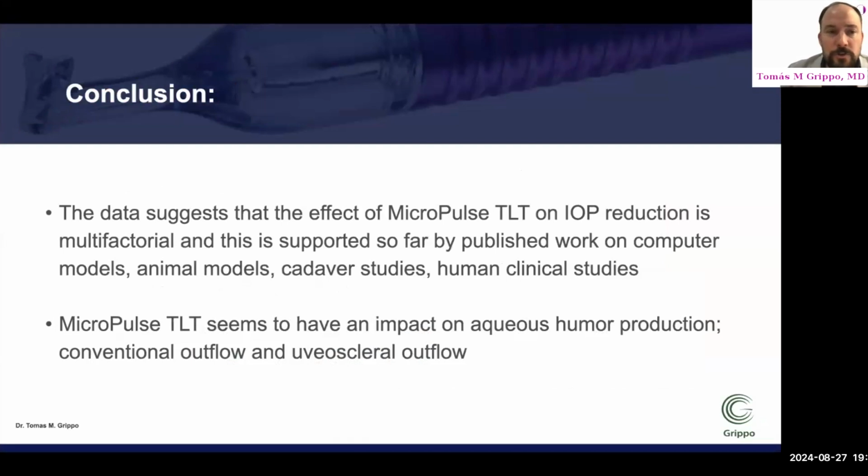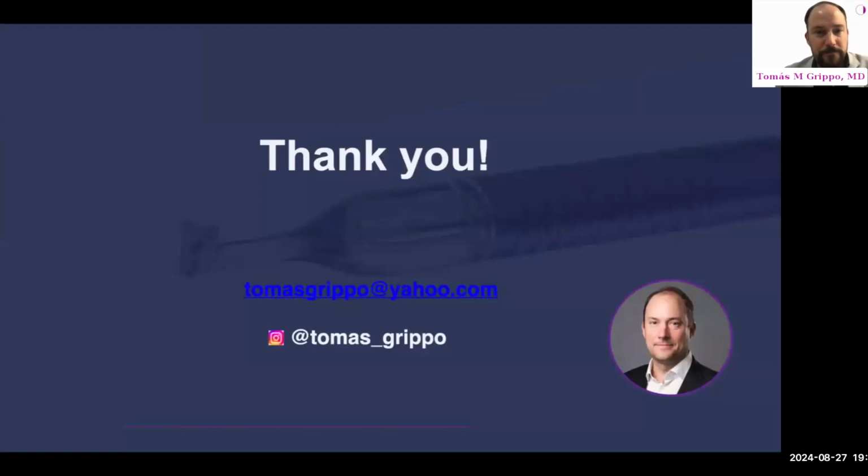So in conclusion, the data suggests that the effect of MicroPulse TLT on IOP reduction is multifactorial, and this is supported so far by published work on computer models, animal models, cadaver studies, and human clinical studies. MicroPulse TLT seems to have an impact on aqueous humor production, on the conventional outflow, and the uveoscleral outflow. So thank you very much.